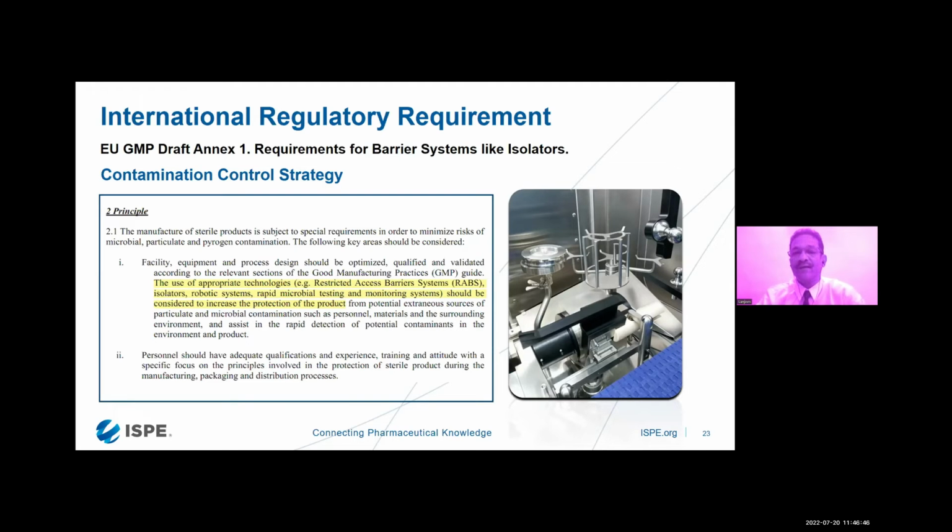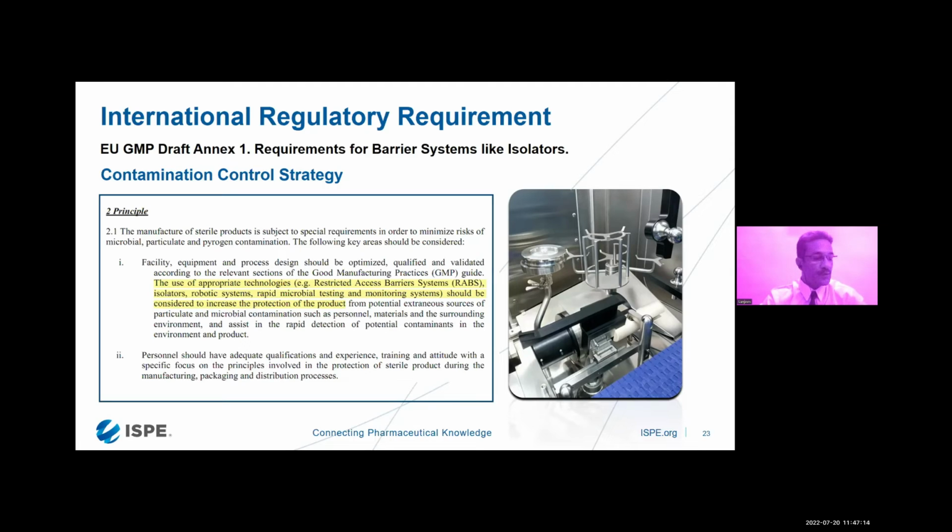So basically, all the regulators are talking about having a stringent control as to how we are going to do the manipulations in the critical zone where the product is exposed, wherein the isolator system is found to have a much better control in terms of the safety. One is the safety of the operator and even the safety of the product.